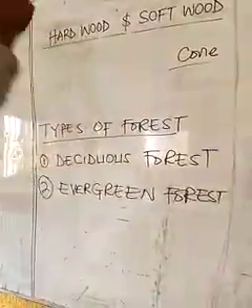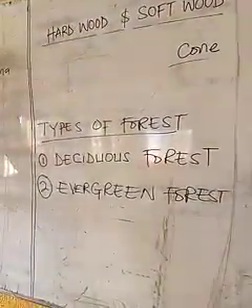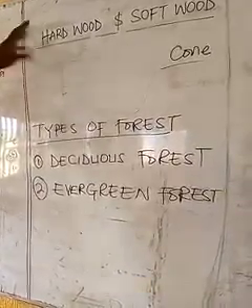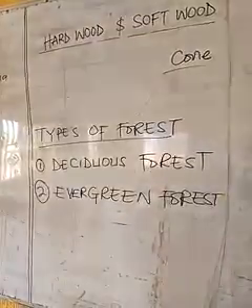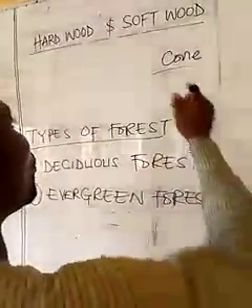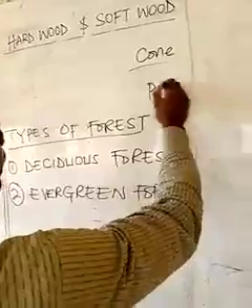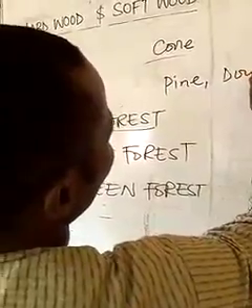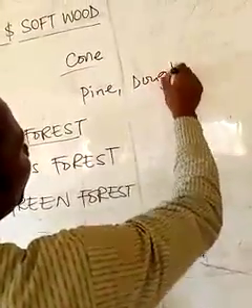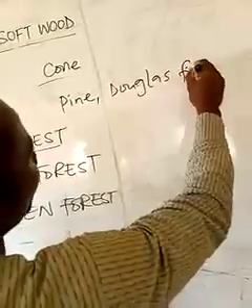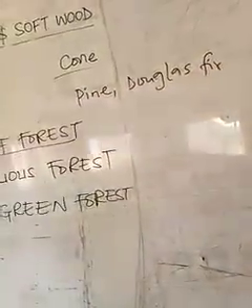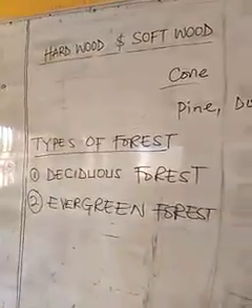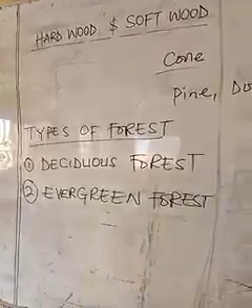When we're talking about hardwood, like Iroko tree, mahogany, obeche, they are examples of hardwood. Then softwood, you talk about pines, then you talk about Douglas fir. These are examples of softwood.